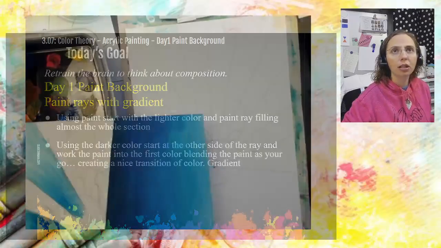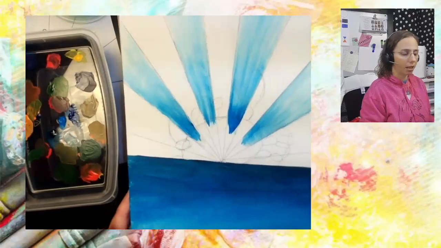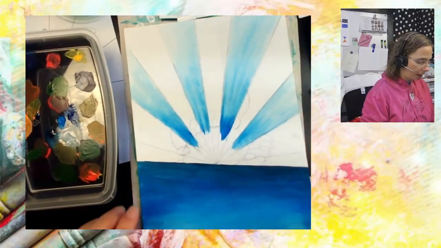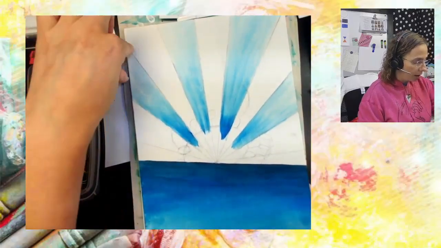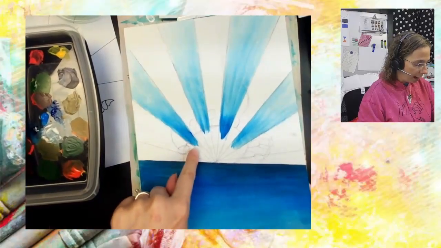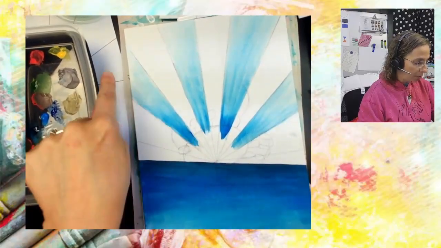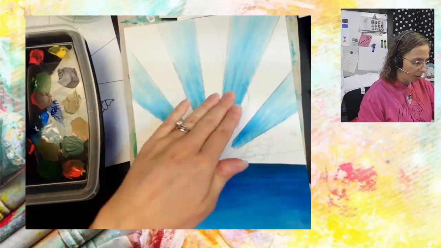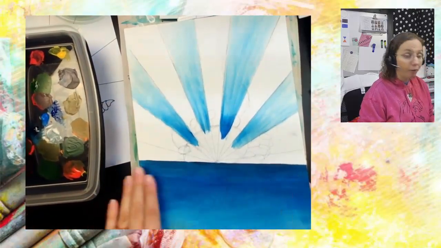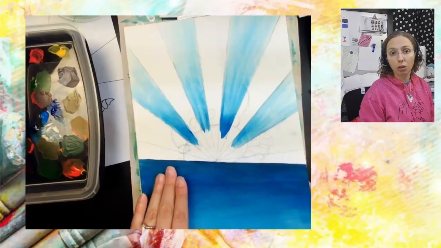So I'm going to switch over to the camera, and here you can see this is what I've done in my live session. I started and I painted my ray with white, and then I added my blue down here, and I painted the blue into that white, and I created these really nice gradients. And then I have a ground that we'll talk about as well and what to do there.